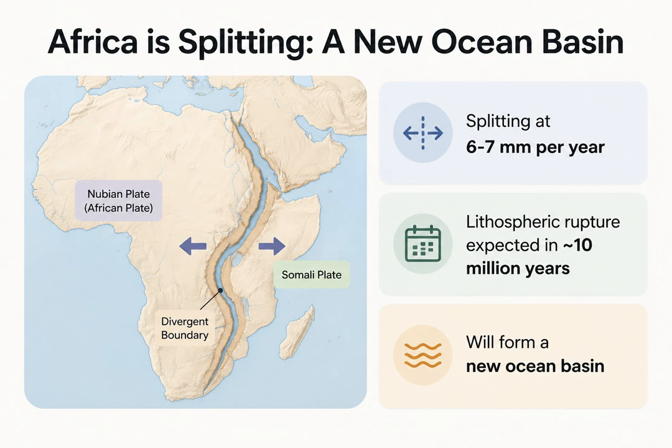The main African plate is in the process of tearing into two distinct plates, the Somali plate to the east and the Nubian plate to the west. They are separating at a rate of 6 to 7 millimeters annually. As this extension continues, geologists predict that a complete lithospheric rupture will occur within the next 10 million years. The Somalian plate will break off entirely, and a brand new ocean basin will flood the gap.